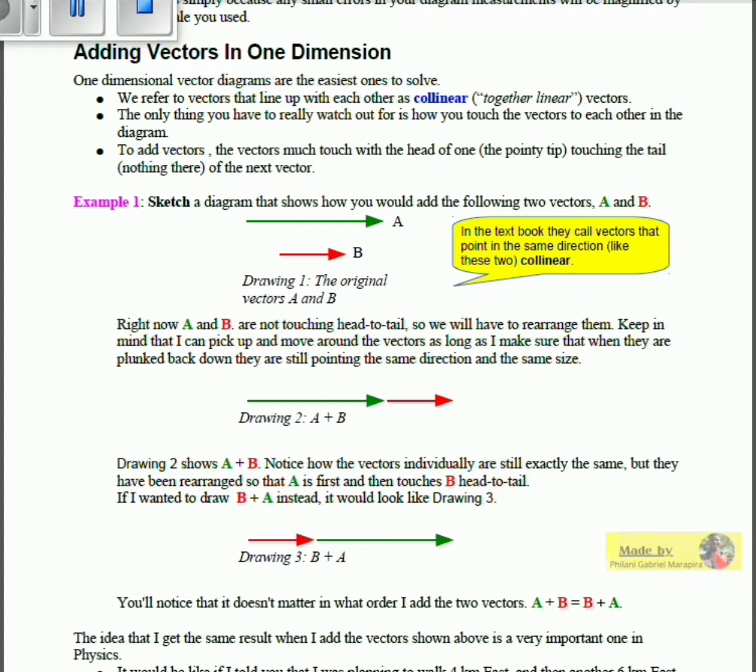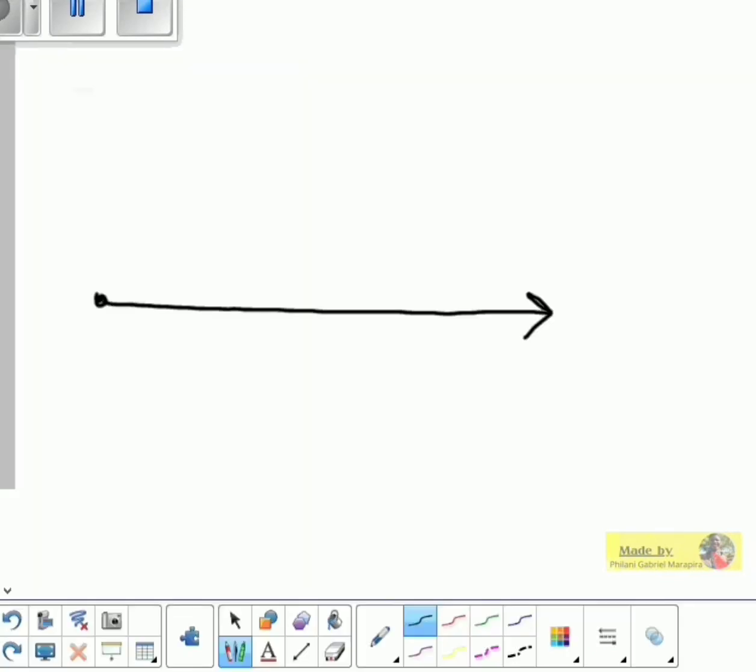The only thing you have to really watch out for is how you touch the vectors to each other in the diagram. So to add vectors, the vectors must touch with the head of one, the pointy tip, touching the tail of the other, nothing else. So here, how do you add vectors?